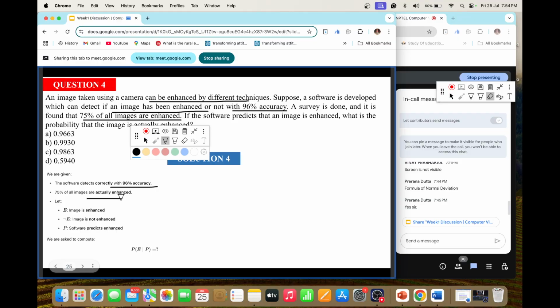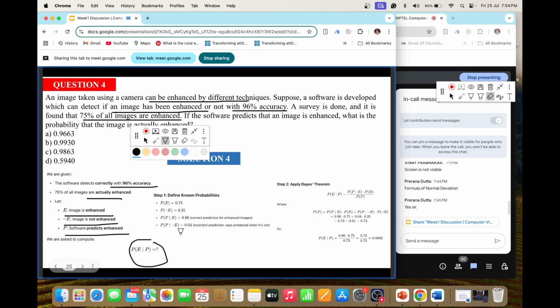So how will we formulate this? E, we will take the image as enhanced, not E, image not enhanced, P, the software predicts enhanced, and we have to find P(E|P), that is enhanced given it is predicted by software. So again the simple Bayes theorem. Known probability: probability enhanced is 75%, so 0.75, and not enhanced, the remaining 25%, so 0.25.